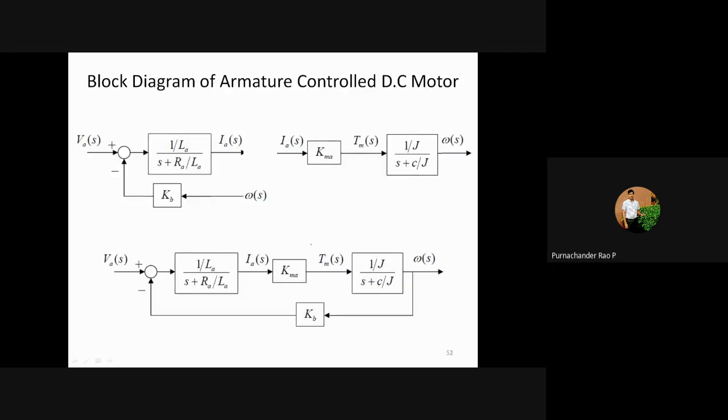And the next one is the resultant one. So this is with the first equation, and this is with your second equation. Now we need omega of S for the first block diagram, which should be taken from the omega of S taken here. So just combine this. This is IA of S. This will be directly combined. So this is the block diagram of an armature controlled DC motor.